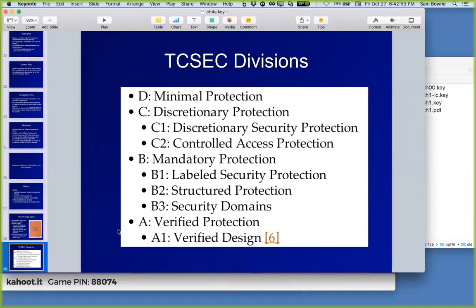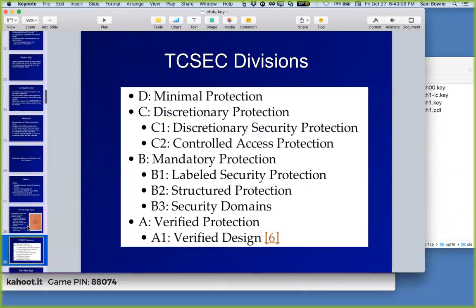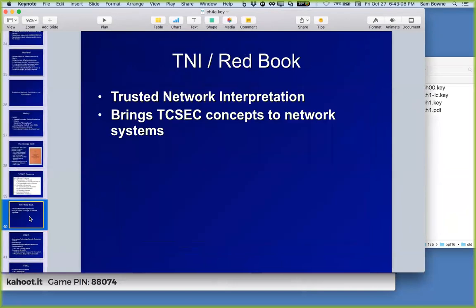And that is verified protection, where not only do you have all the lower levels of protection, but you have a whole bunch of filed documents and layers of oversight and administration to prove that you are maintaining that. And then you can be trusted with highly secure objects.